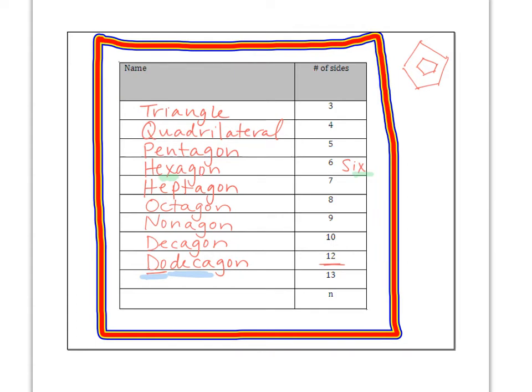Next, 13. 13 and beyond, we just call a 13-gon, a 14-gon, a 15-gon. And you can also do that with 11. You can say 11-gon. However many sides it has, we'll just say n number of sides, you can call it an n-gon. If it has 101 sides, then it's a 101-gon.